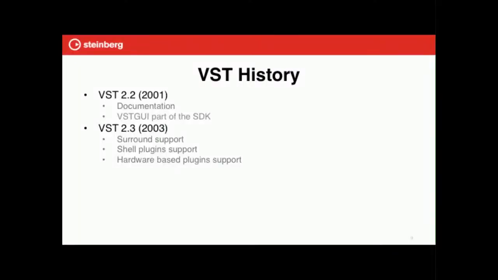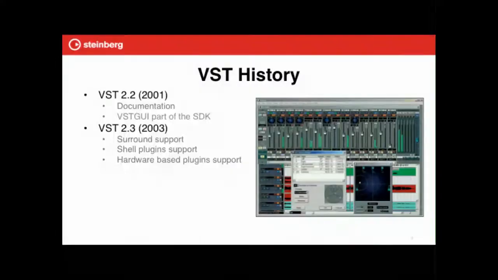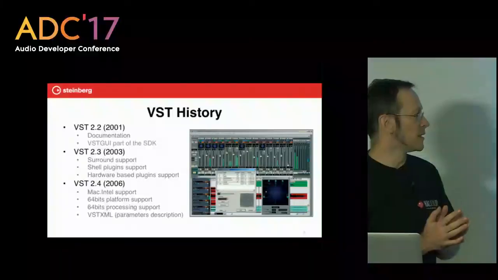2000, we had some small improvements. It was always continuous development. 2001, a little bit of improvement, but it's not a big issue. 2003 was a jump into the new world with surround. We extended VST2 to have surround support, and it was especially for Nuendo. We had at this time a plugin, a surround panner, which was already 3D. Okay, there was no real use case, but it was available. And 2006 was the last version of VST2, with support for Macintel and 64-bit platform.